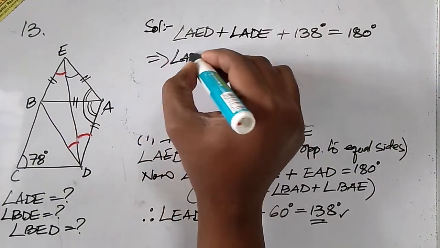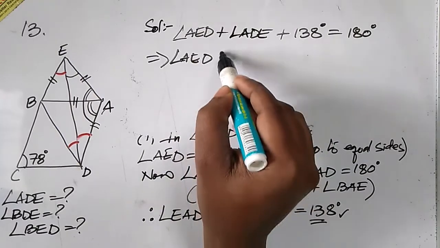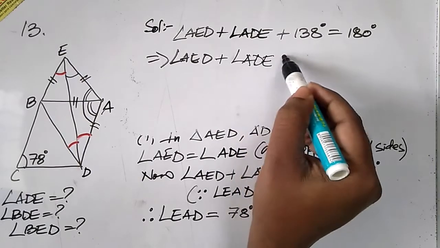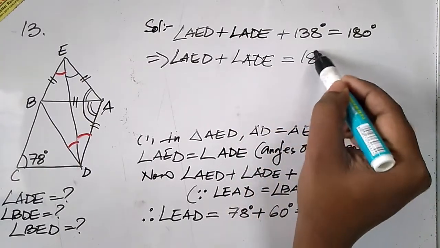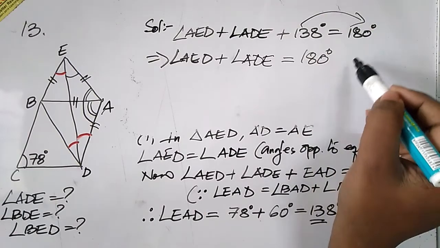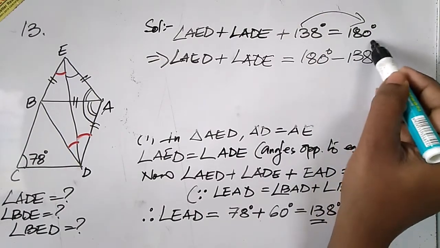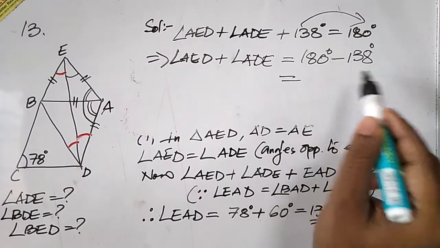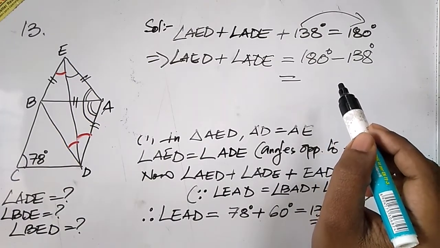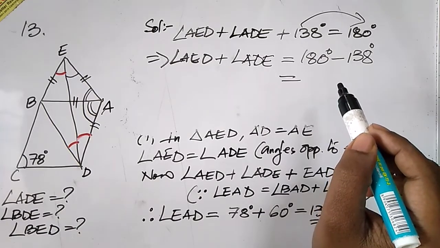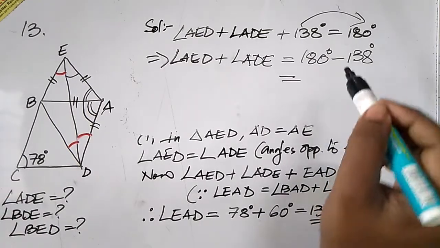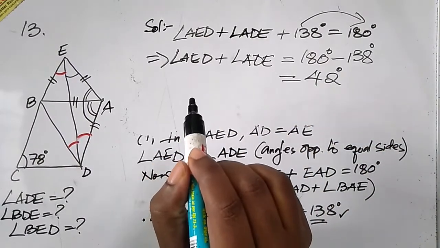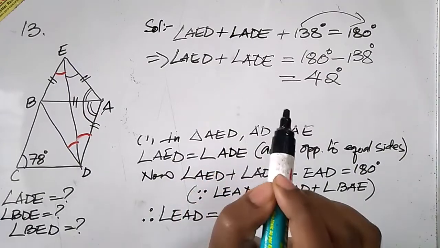Angle AED plus angle ADE is equal to 180 degrees. We'll move this 138 to the other side, it becomes minus 138. So how much will this be? 180 minus 138, will it be 52 or 42? 42 degrees, yes, 42 degrees. So we have got the answer as 42 degrees till now.